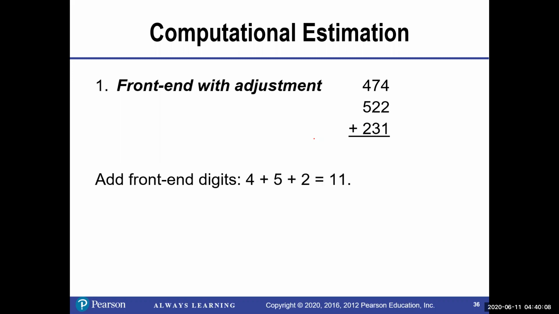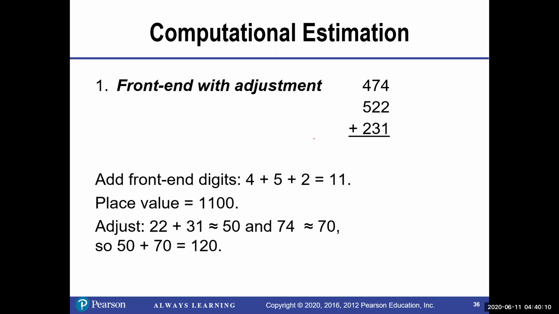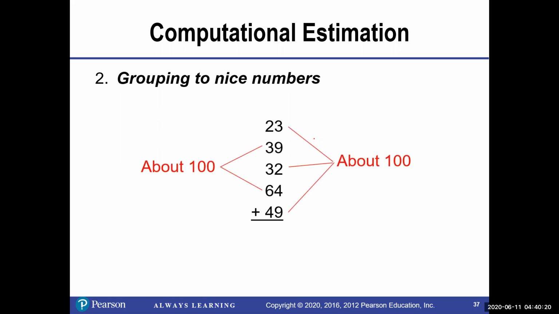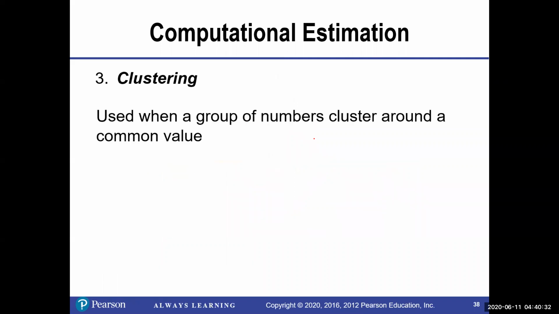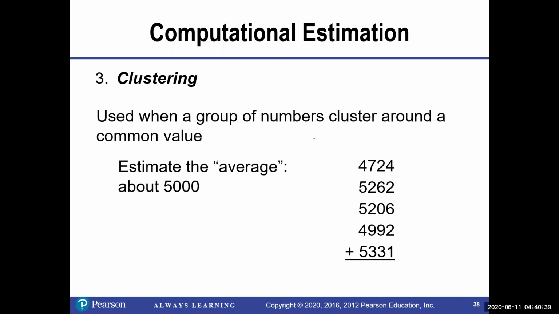And we have what we call the front end adjustment. So you adjust from the front and you look at the place value together. That is the process. And grouping to nice numbers. So you group to nice numbers, you put them together, and the sum is about 200. Okay. And clustering, used when a group of numbers cluster around a common value. Okay, so this is basically an approximation.